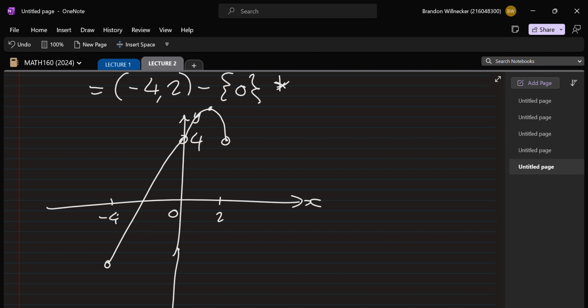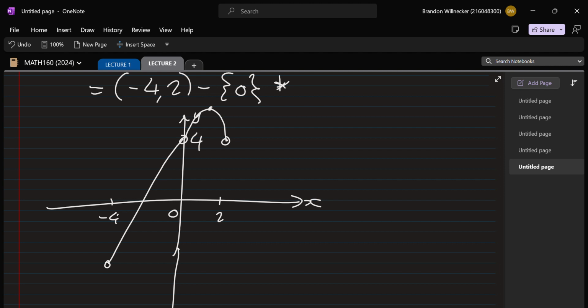Y equals minus 4. Is that part of the range? No. Who says yes? Who says no? No. Why? Open circle. It is not included. It is not part of the range. Y equals minus 3. Yes. Why? It's going to be somewhere here. Okay. Y equals 0. Yes. It's right here. Okay, you just look. It's right there.